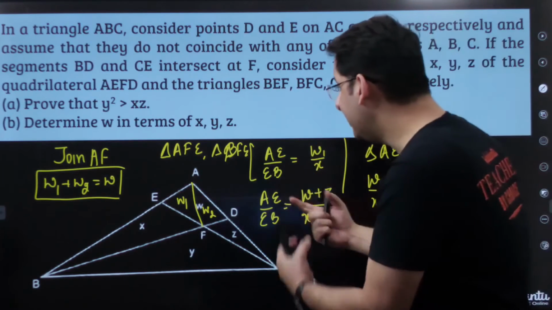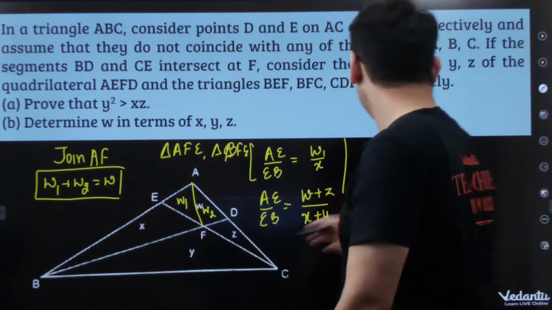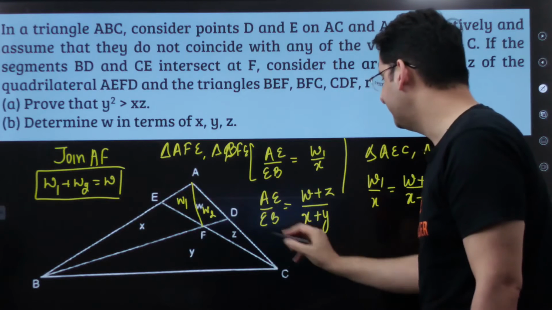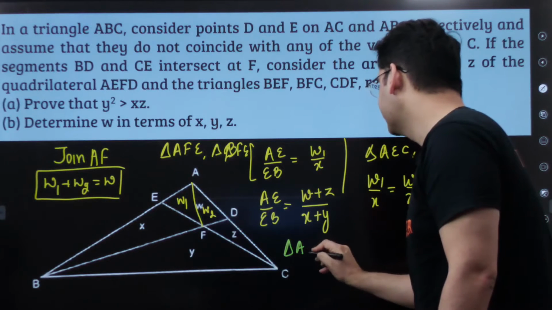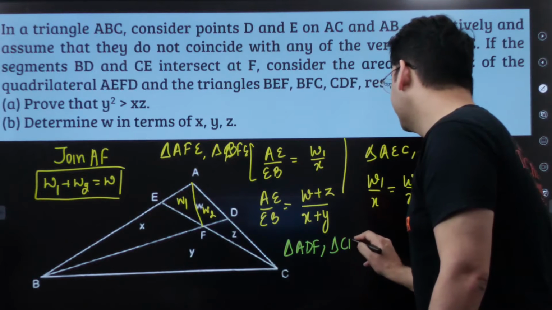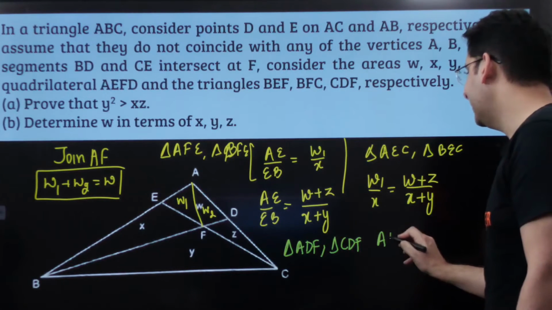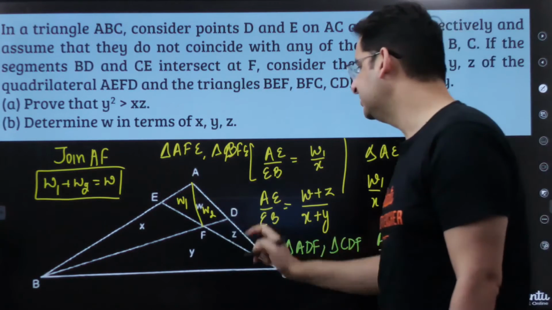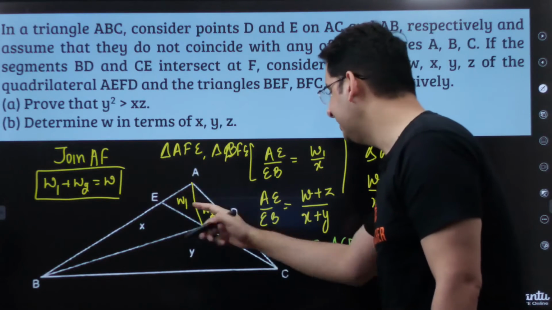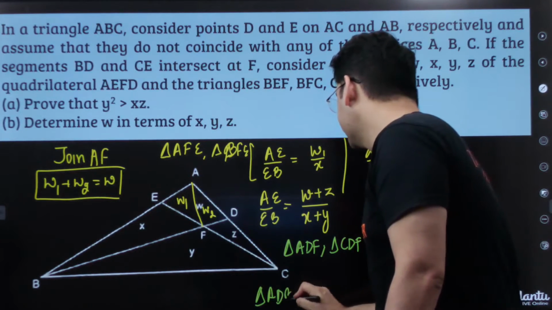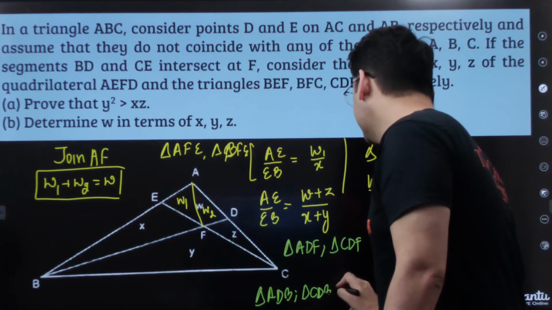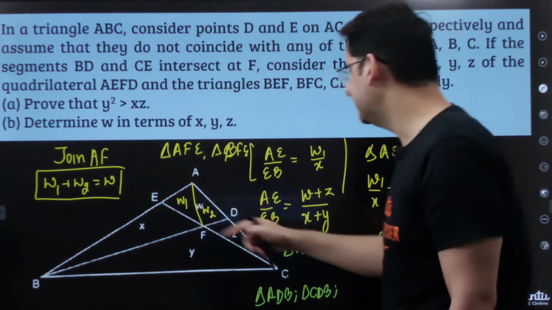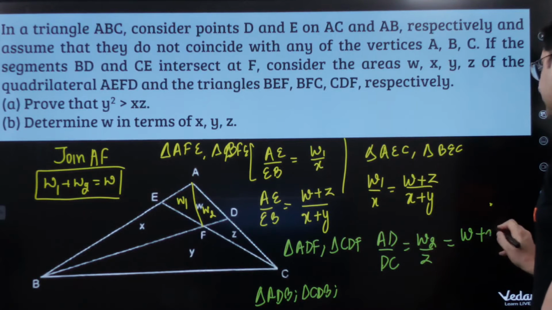Likewise, we can do the same thing on this side, AD upon CD. First of all, consider these two triangles ADF and CDF. So we have AD upon DC is equal to W2 upon Z. And now consider the big triangles, ADB and CDB. These two have the same bases, that is AD and DC. So AD upon DC is going to be W1 plus W2 plus X, that is W plus X, upon Y plus Z.